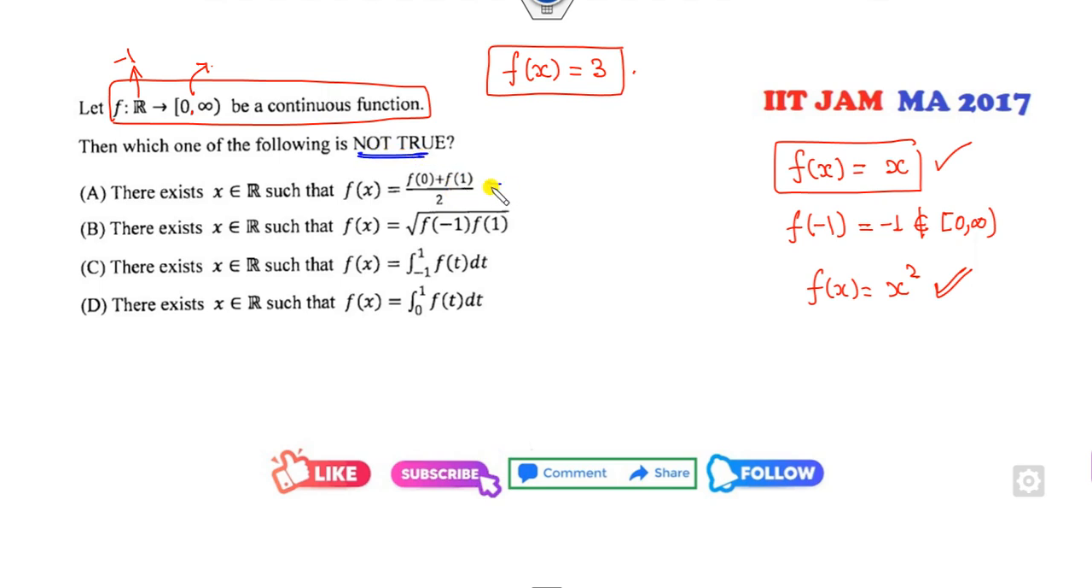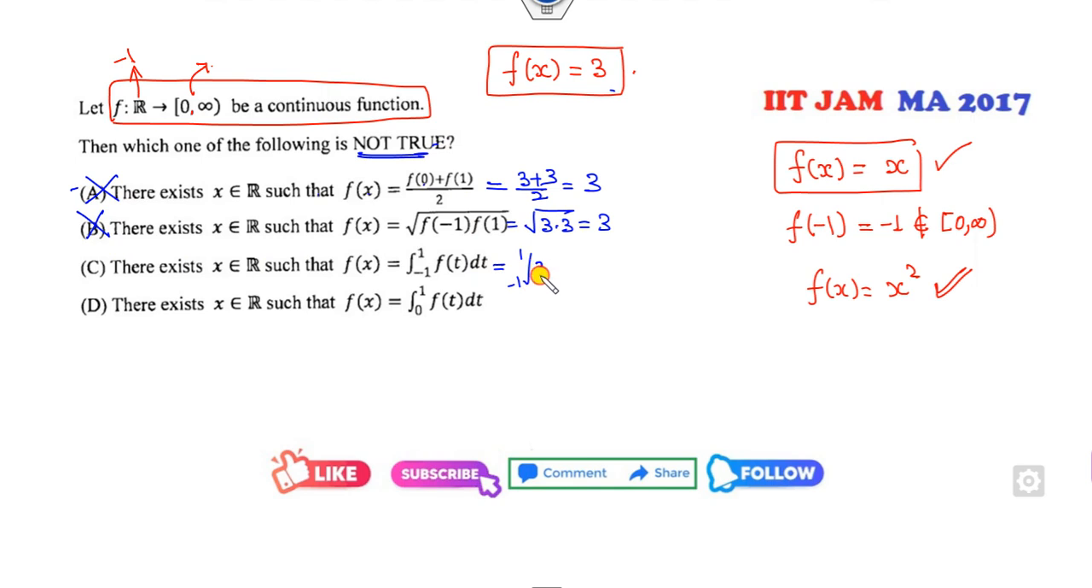Which of the following statements is not true? So I can find this value. What is f of 0? 3 plus 3 over 2, which is 3. Yes, this is the correct statement. But we need a false statement. This number, 3 into 3, is again a 3. It is a correct statement.